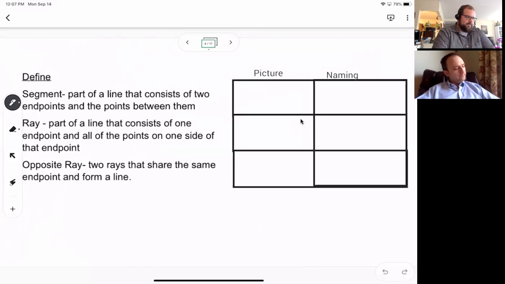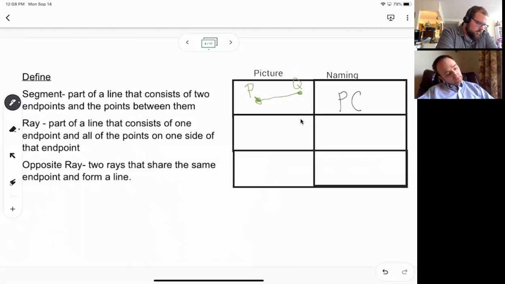Okay. So we gave you these definitions because we kind of have to provide them to you. We could talk through them, but since this is a video, that's a little bit different. So a segment is part of a line consisting of two endpoints and the points in between them. So a segment is simply something like this, where I can pick PQ. In naming, like with a line, we write PQ, but then you put a segment above it. Don't put a line above it. You put a segment above it.